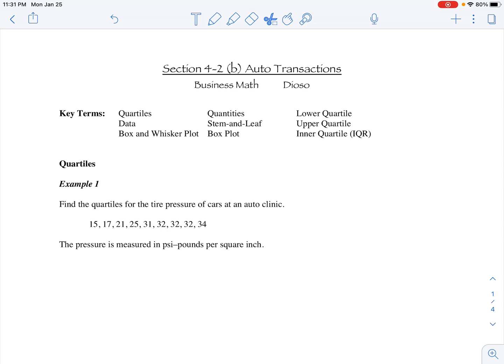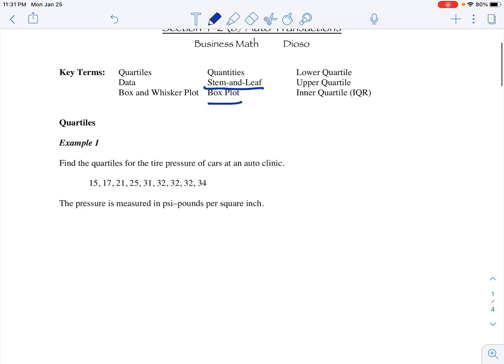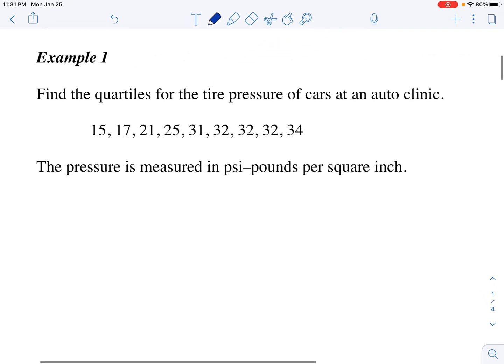Okay, so what we're going to do, we've got a few other things in there, stem and leaf, and the box plots. So we'll go in there. So we'll go over the quartiles. Hopefully this will make it a little bit clearer. Okay, so when we have our data here, okay, we have our data.